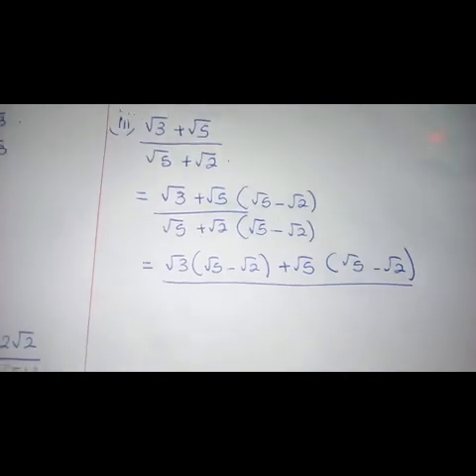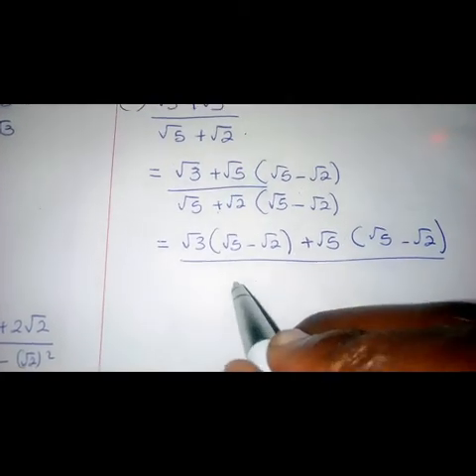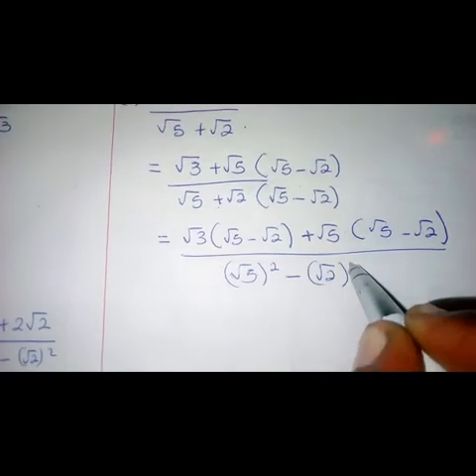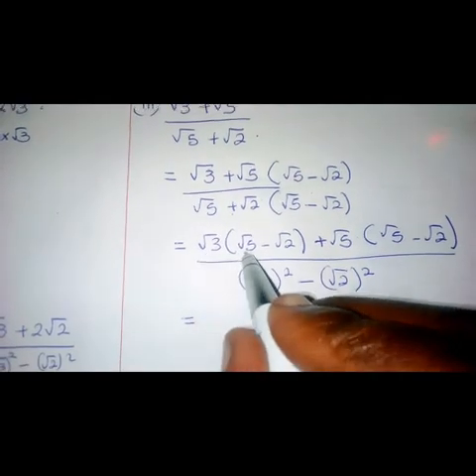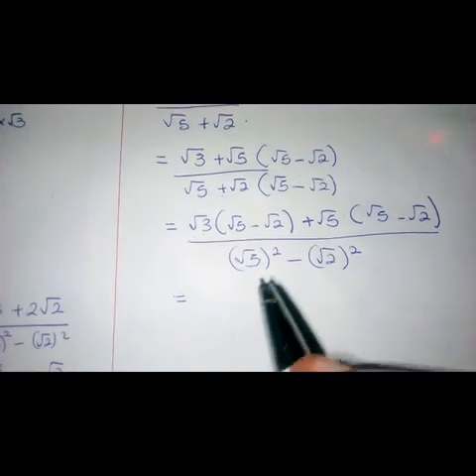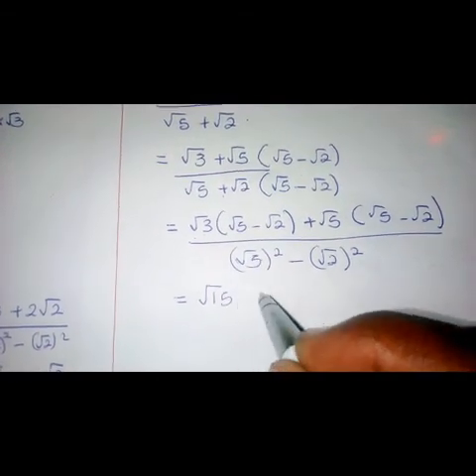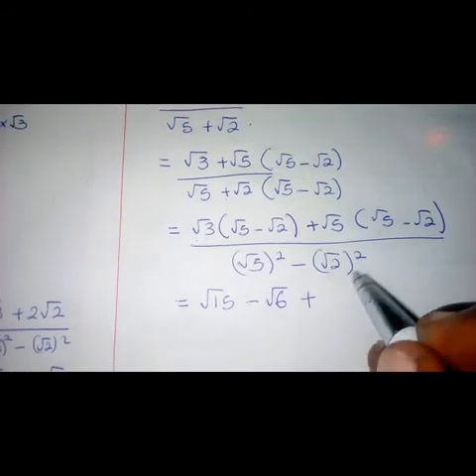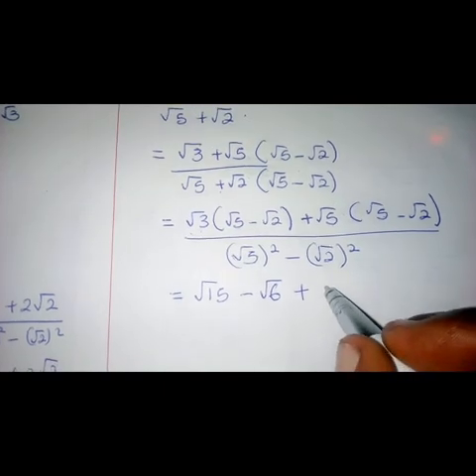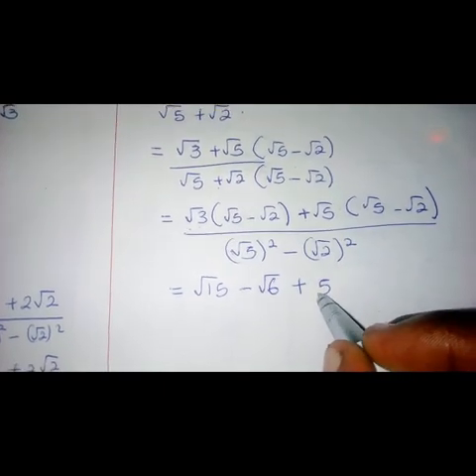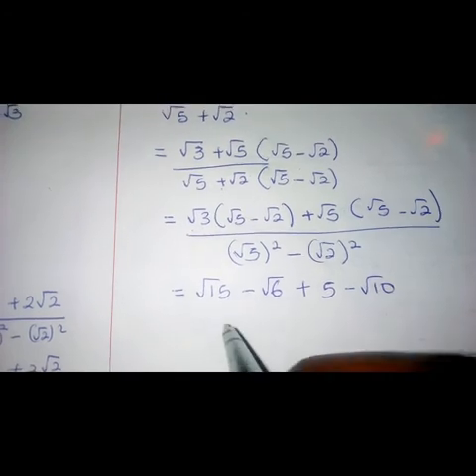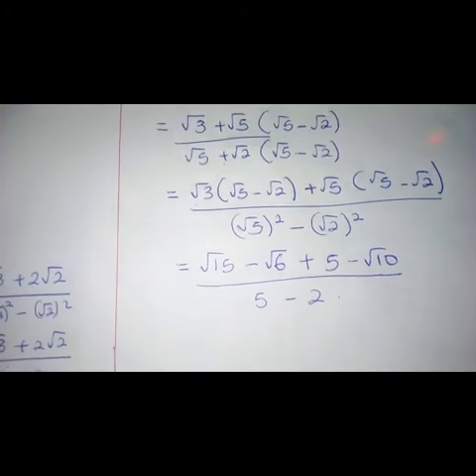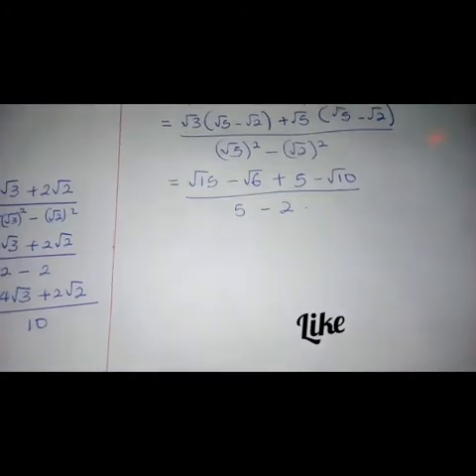Out of the denominator is always just a difference of two squares, which will be root 5 squared minus root 2 squared. When you open the brackets here, both of these terms are under the root. So we shall have root 15 minus root 6 plus this one. Let me not put root 25, I just say this is going to be 5 minus root 10. Out of this will be 5 minus 2. So you will continue from there.